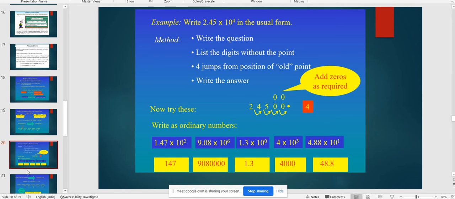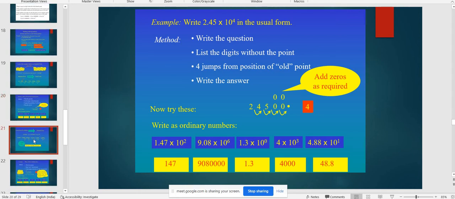Now observe the next slide. Write this in usual form. Now the standard form is given, and if you have to write it in usual form, then for 10 to the power 4, you will shift the point right side 4 places. Here only 2 digits, so 20 you will put, and after that you will write its answer. Like here 10 to the power 2, so 147. 10 to the power 6, so here 2 digits already you have, 40 you will put. Here 10 to the power 0, so 1.3. 10 to the power 3, so here 30 will come. Here 10 to the power 1, so one place you will shift. So this is the usual form.